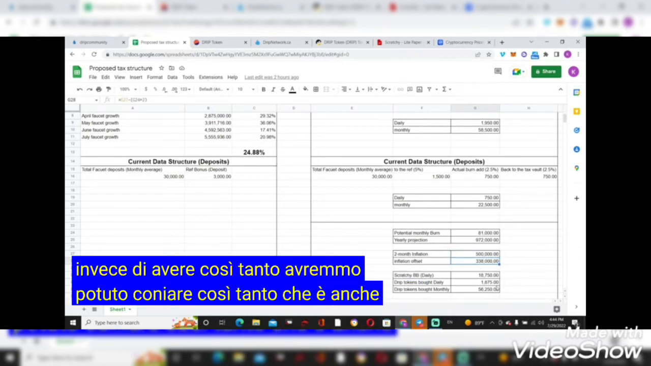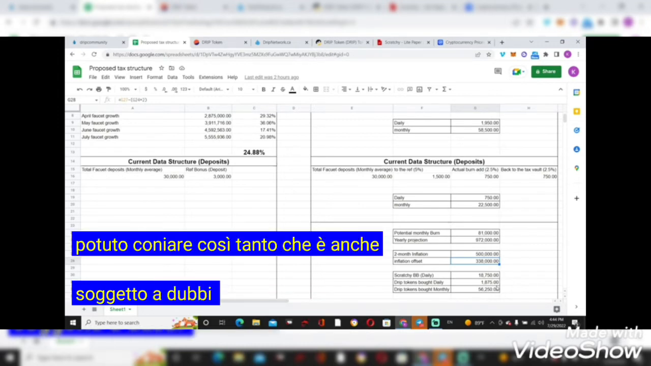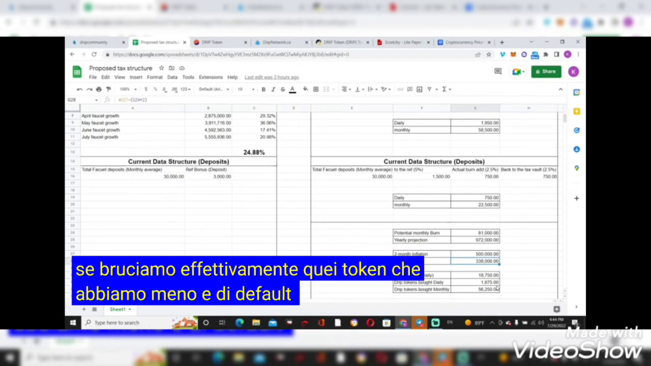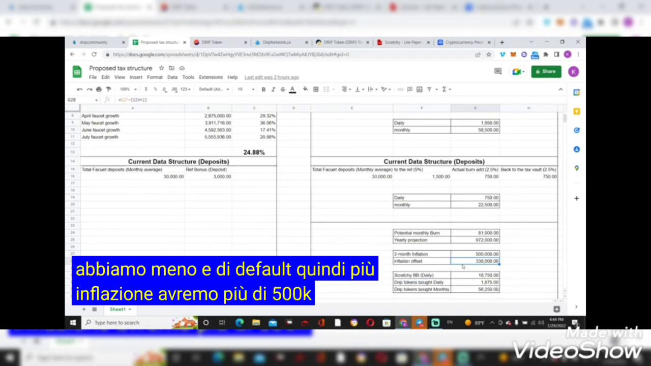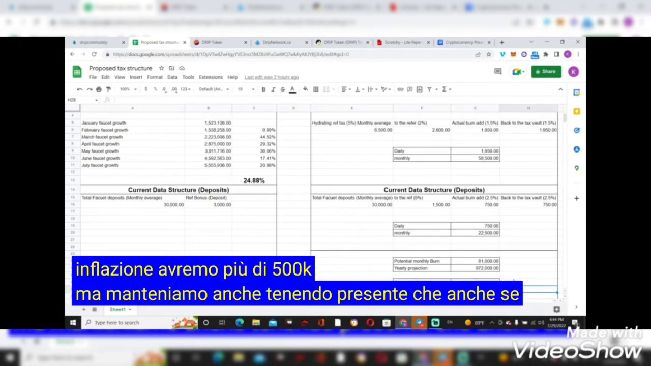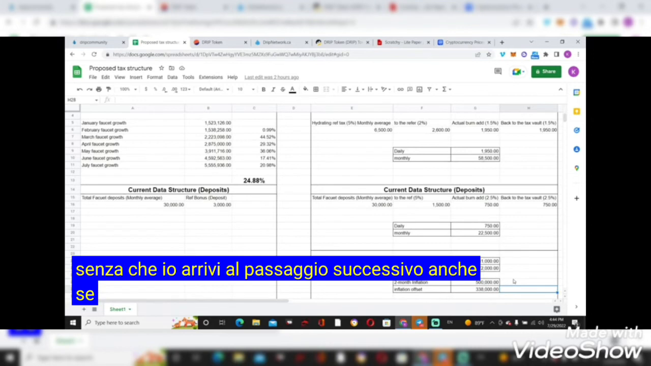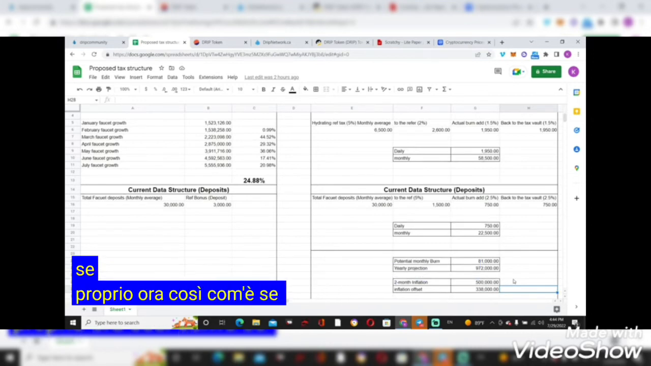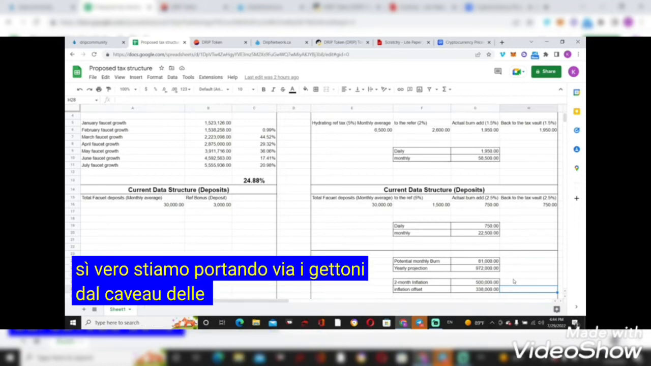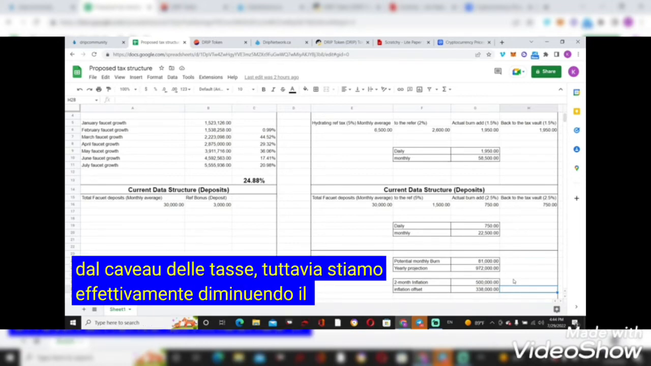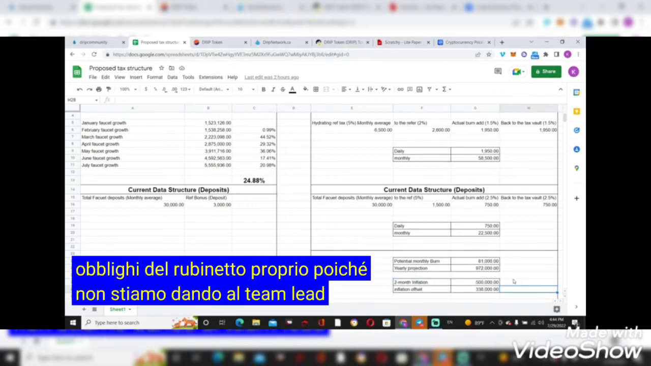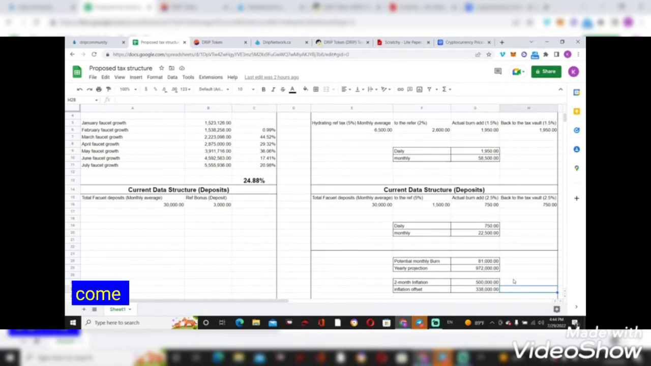That's also subject to doubt, because if we actually burn those tokens, we have less in the vault, so more inflation, so we'd have more than 500k. But also keep in mind that even though, without me getting to the next step, just right now as it stands, if we do this, yes, true, we're taking the tokens away from the tax vault. However, we are actually decreasing the growth rate of the faucet obligations, right? Because we're not giving the team leads as we would have right now.